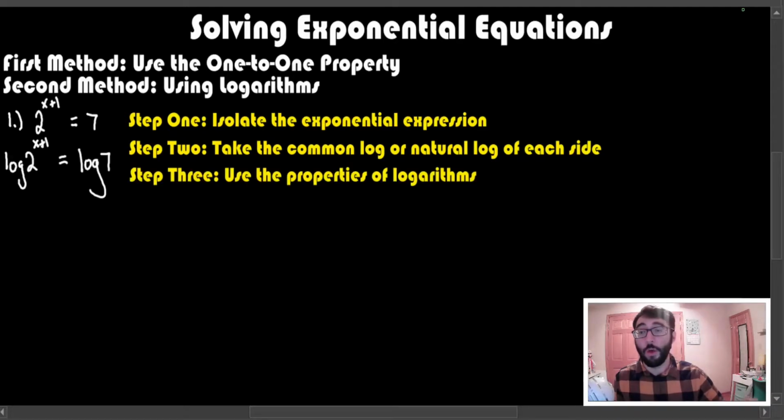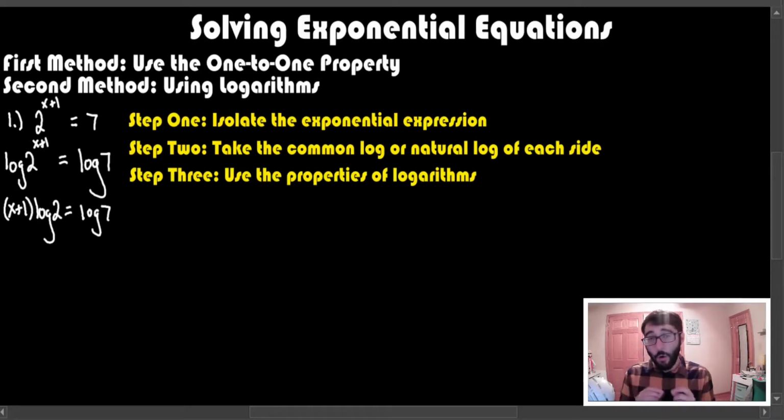And from there, we use the properties of logarithms. In particular, here, we would use the power property. I have an exponent on our argument, which means I can actually move it out in front of the logarithm. And that's actually exactly what I would do. I would move the x plus 1 out in front of that log 2. Because now I can just divide each side by log of 2. That log of 2 is multiplying the quantity of x plus 1.